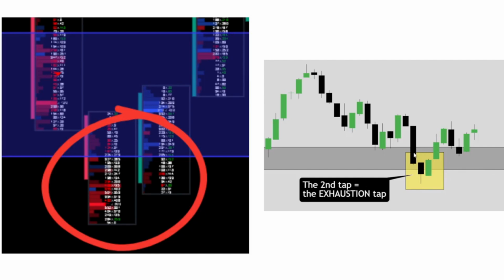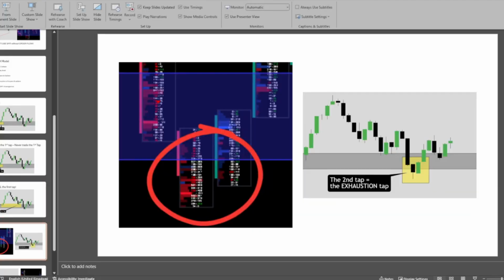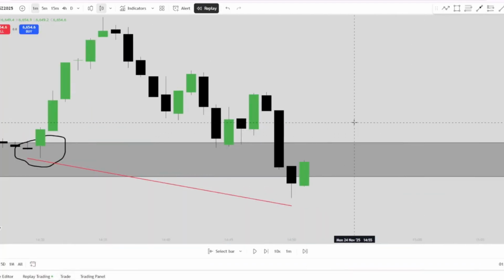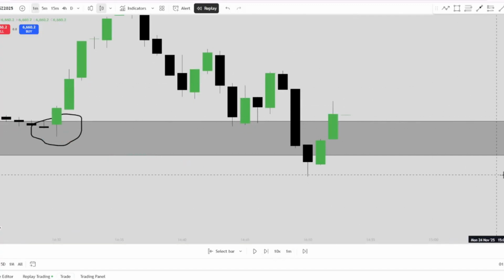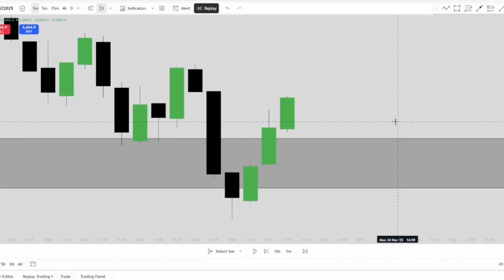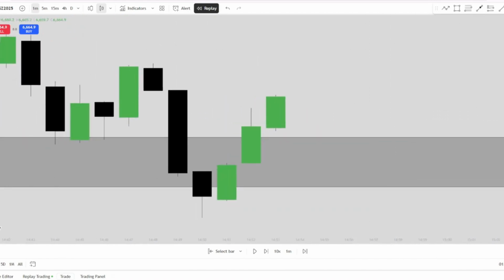So now we have the second tap over here, right? So this is the exhaustion, and I'm going to break this down. Now, depending on how long you've traded for, what you'll begin to notice is you'll have this sharp move down before we begin to move up, right? So the question now becomes, if we dive into this price action, right?